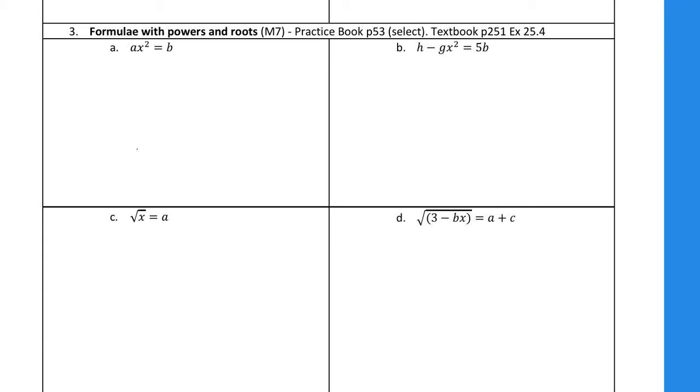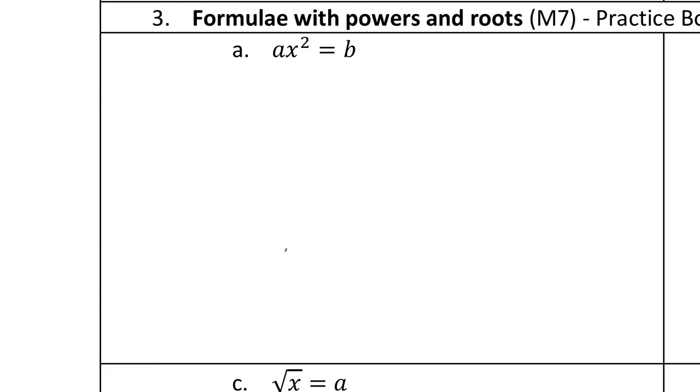Okay, we're looking again at changing the subject of formula, and this time we're going to be looking at formulas which involve powers and roots. This first example, again, we have to make x the subject. So we have two things going on. The most immediate thing that's happening is we are squaring our x. The next thing we're doing then is multiplying by a.